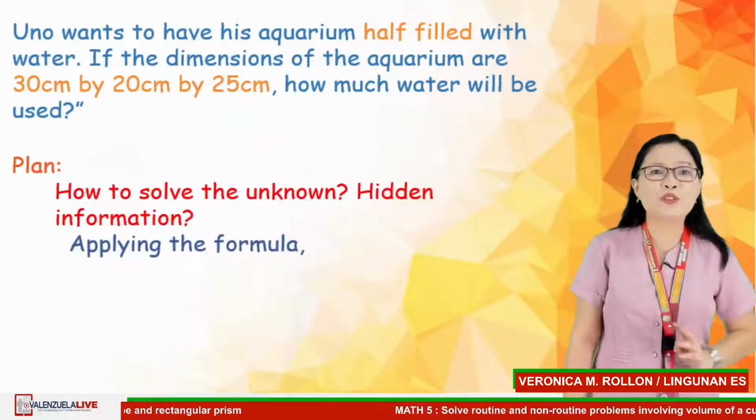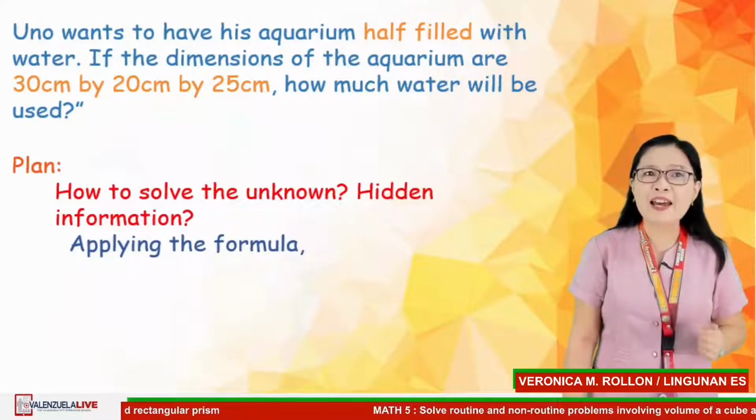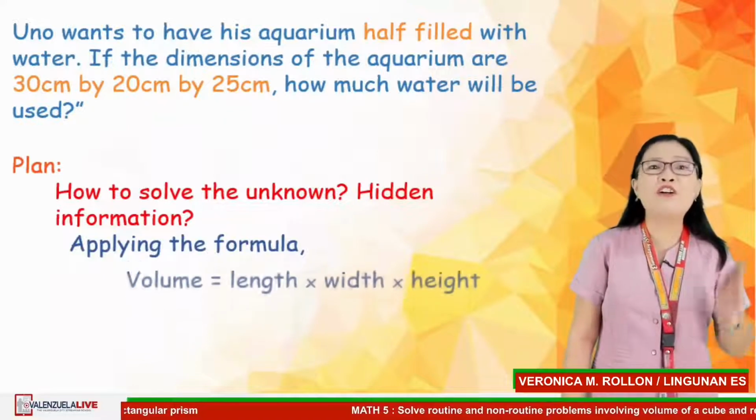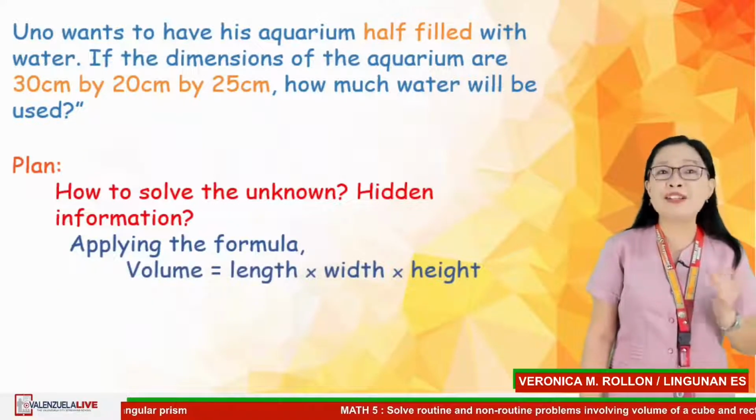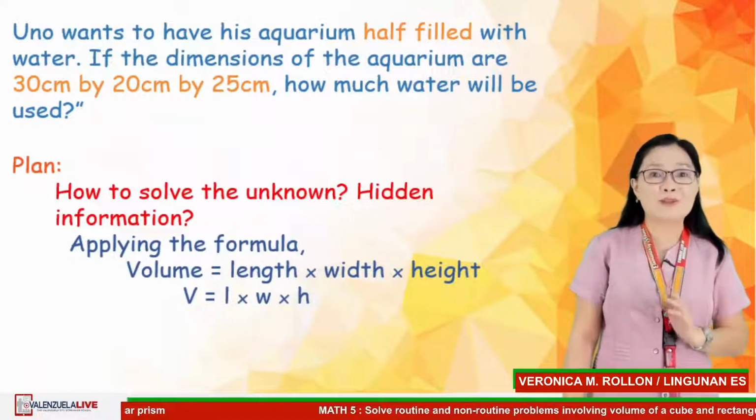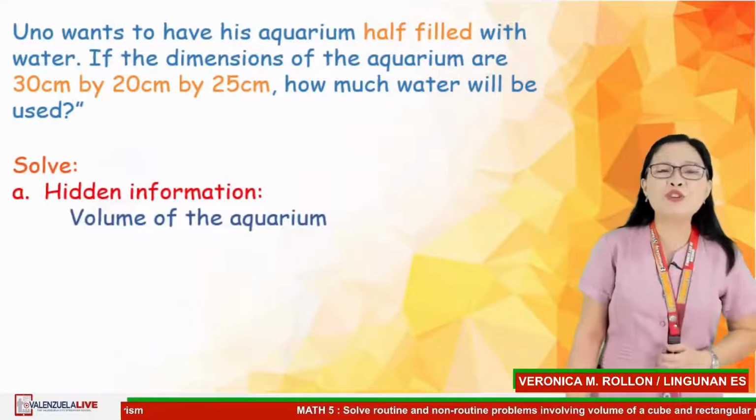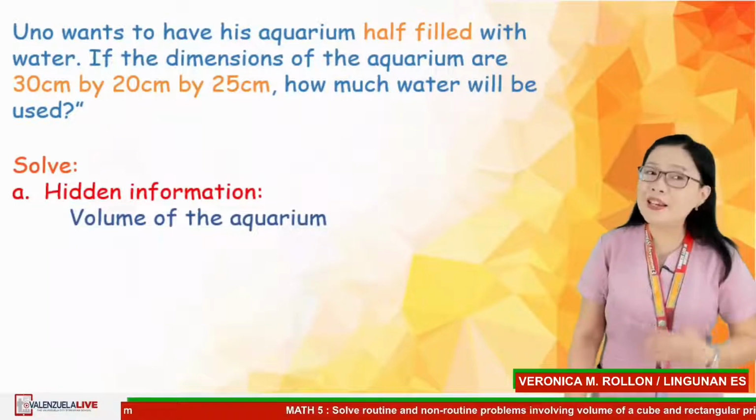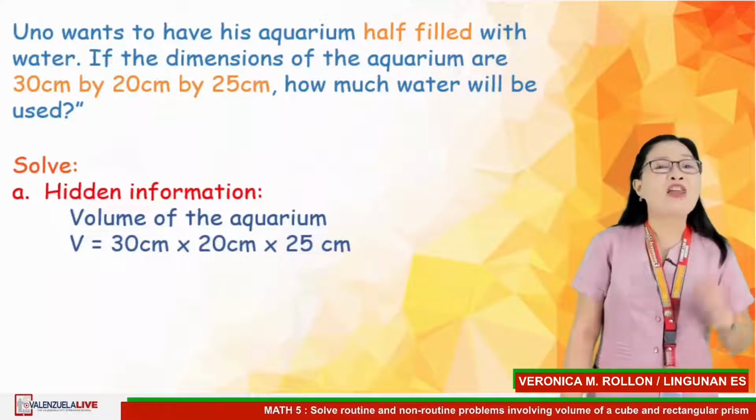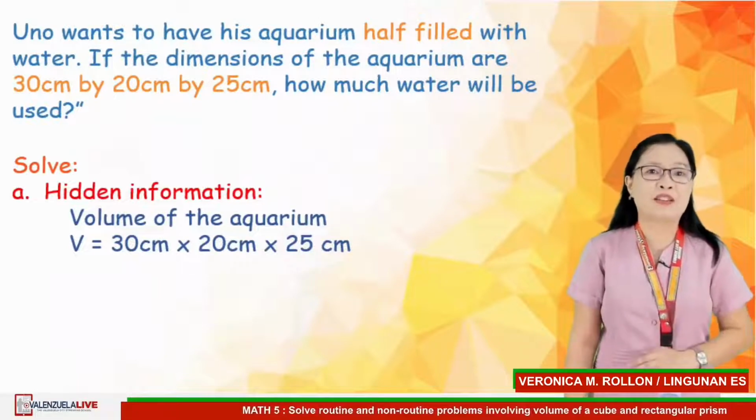Now, let's try to apply the formula. So again, what's the formula? Since the aquarium is a rectangular prism in shape, you have to follow this formula. Volume equals length times width times height. So V equals L times W times H. So let's solve. First, we have to solve for the hidden information. What is the volume of the aquarium? Let's substitute: 30 centimeters times 20 centimeters times 25 centimeters.